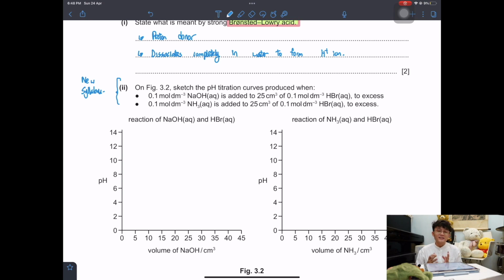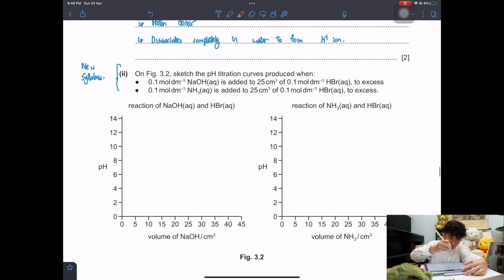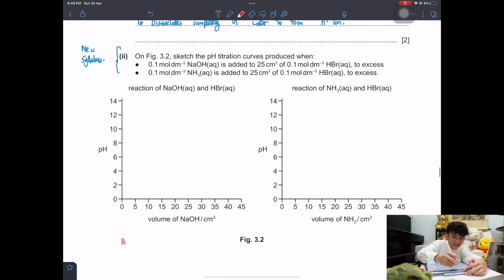Okay, so for this titration curve, a few things that you need to know. For my students, please refer to the notes. Refer to the four-step hack. I have this four-step hack for you guys to plot it. Please follow. Okay, 0.1 mol dm^-3 of NaOH is added to 25 cm^3 of 0.1 mol dm^-3 of HBr in excess. So what I'm titrating is NaOH into 25 cm^3 of HBr. So I know that NaOH is in your burette.